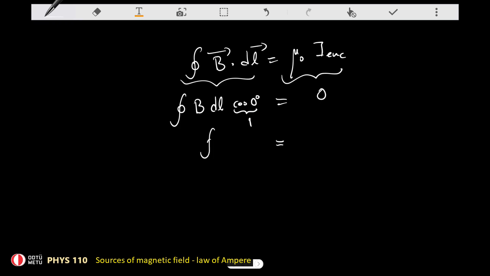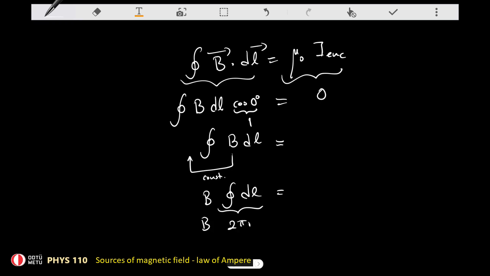So as a result, I have just the integral of b dl. So I converted the dot product into product of the magnitudes. So that's the first step. The second step is that I notice that the magnetic field strength is a constant. So therefore, I can take it out of the integral. So this is b times the integral of dl. And then finally, I just noticed that this is just the length of the Amperian loop. So in that case, this is equal to 2 pi r. Right-hand side is 0.